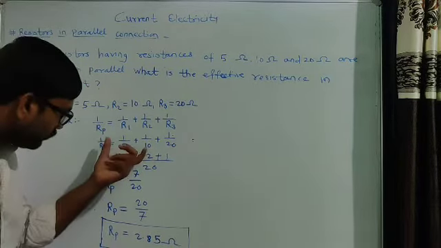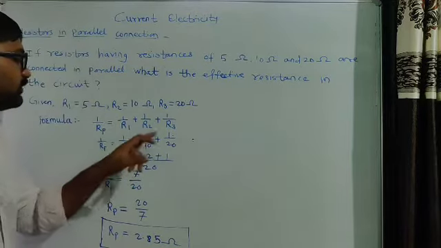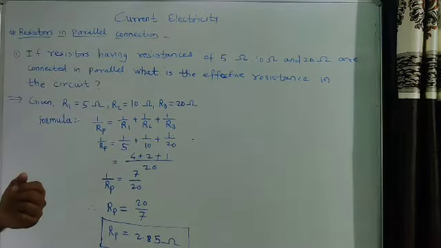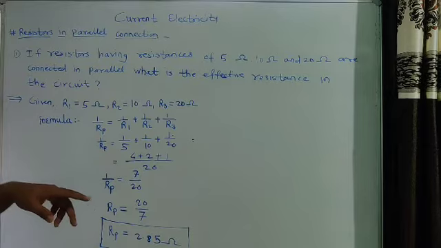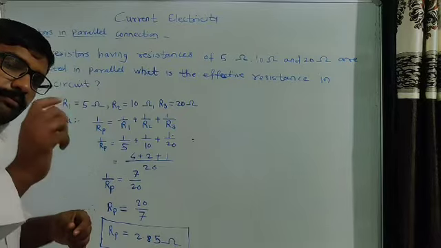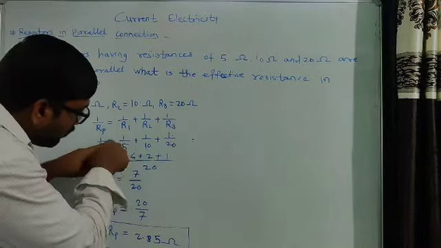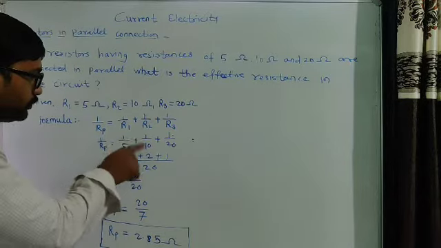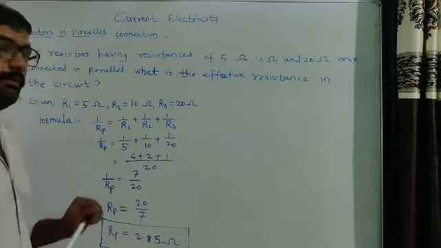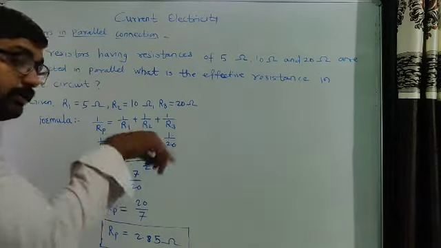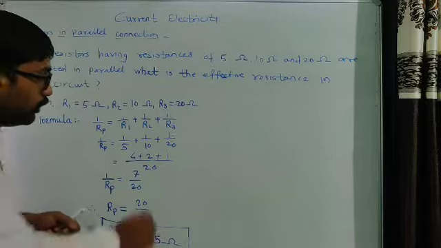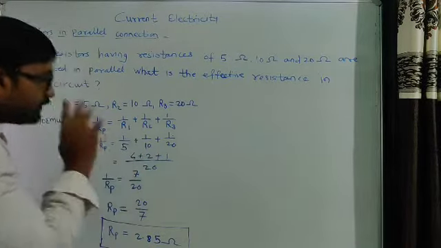Now we have to add these 3 terms, 1 by 5 plus 1 by 10 plus 1 by 20. Again the denominator is not the same, so we have to find their LCM, the least common multiple, the smallest number that is a multiple of all 3 numbers. Look at 5, 10 and 20. 20 is the LCM of these 3 numbers: 5 into 4 is 20, 10 into 2 is 20, 20 into 1 is 20. So 20 is a multiple of all 3 numbers.